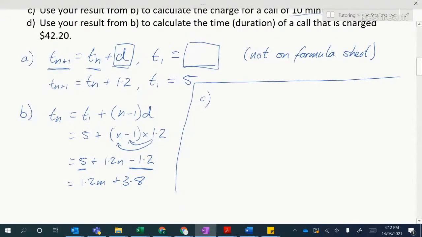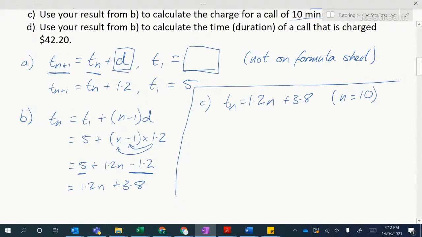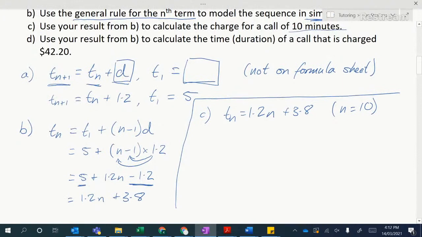So in this case, we need our rule. And we need to substitute in 10 into the place of n, okay? That's how we would find the cost of a 10-minute call. Have a go at doing that. Give you a minute's head start, and then I'll show you the answer.